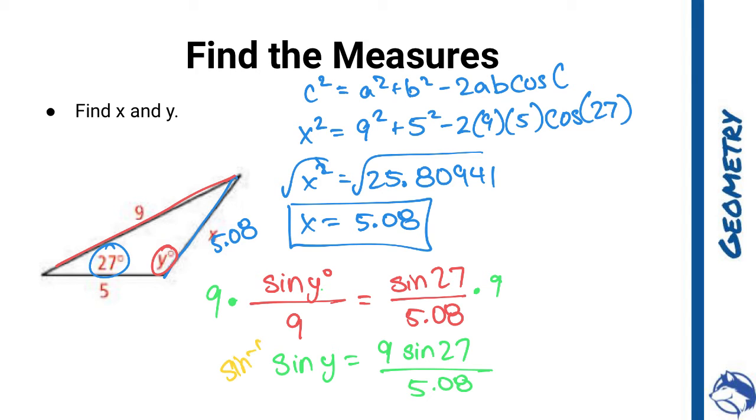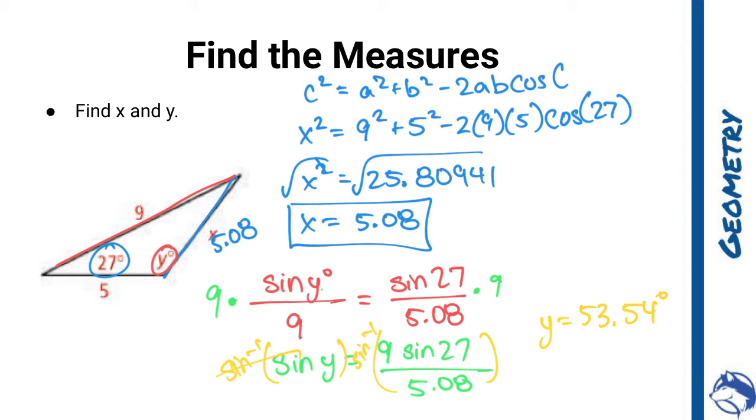I like to go ahead and just take the inverse right away. And so I can plug that right into my calculator to give me just y. I start by hitting the inverse of sine, then I do 9 times the sine of 27, make sure you close that parentheses, and then you just hit divided by 5.08. Close the parentheses. What you end up getting for y is 53.54 degrees.